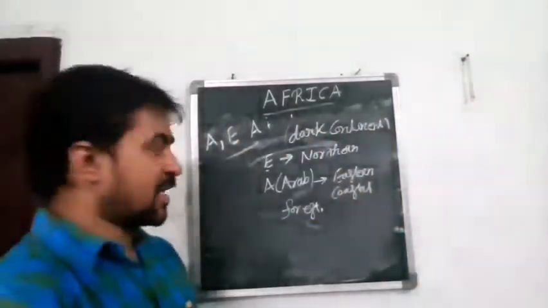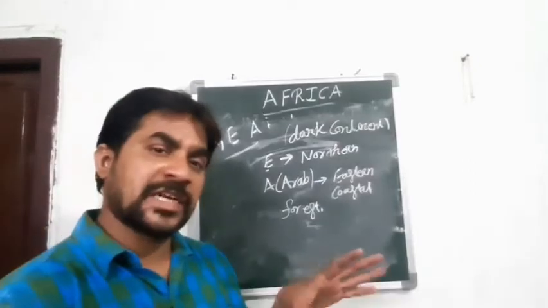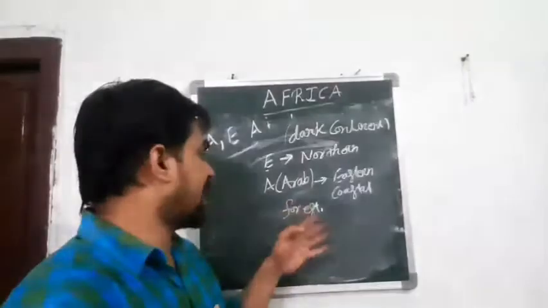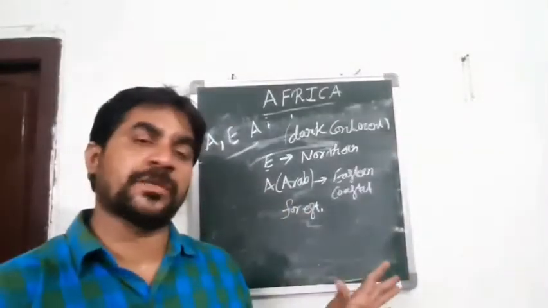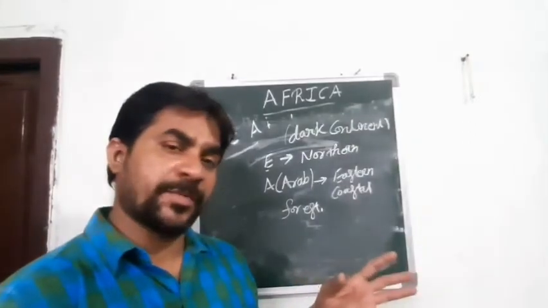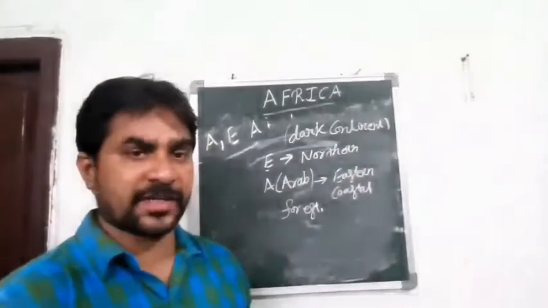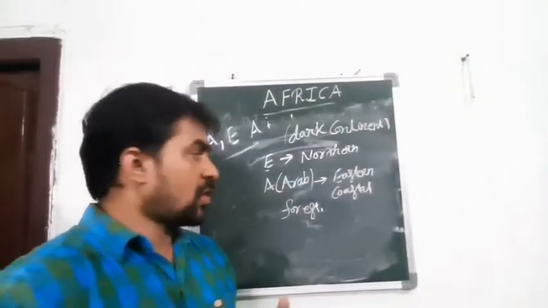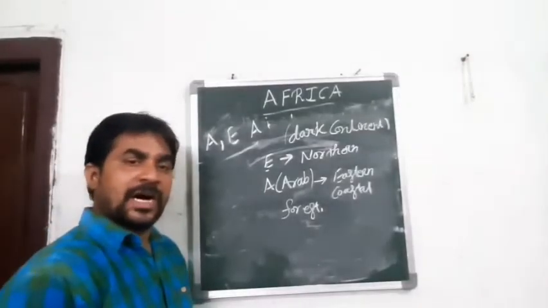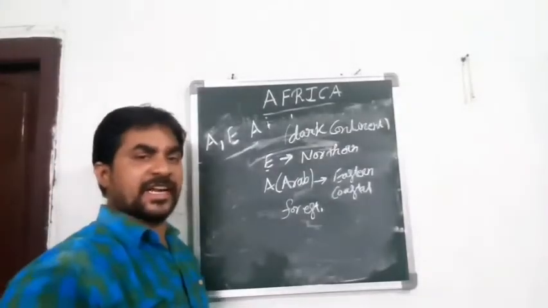So try to understand. Europeans know only the northern part of Africa, and Asian Arab people know only the eastern coastal part of Africa. No one knows much information about Africa. So the region Africa is called the dark continent. After many days, the people of Europe and Asia also wanted to find out about different areas.